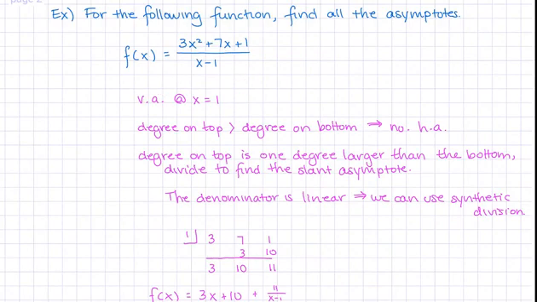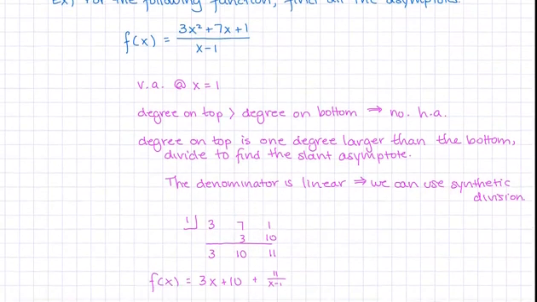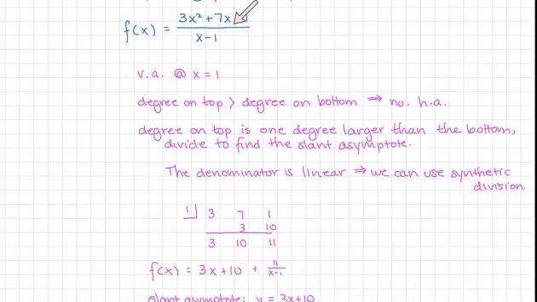The other thing to notice is that the degree of the top is 1 more than the bottom. And so we're not going to have a horizontal asymptote, but because it's 1 degree larger on the top, we will have a slant asymptote. So we want to divide. Now in this case, because the denominator is linear, we can use synthetic division. If it wasn't linear, we'd have to use polynomial long division or some other form of long division. But it's linear, so I can use synthetic division, which I did right here. And I can rewrite f of x as this.